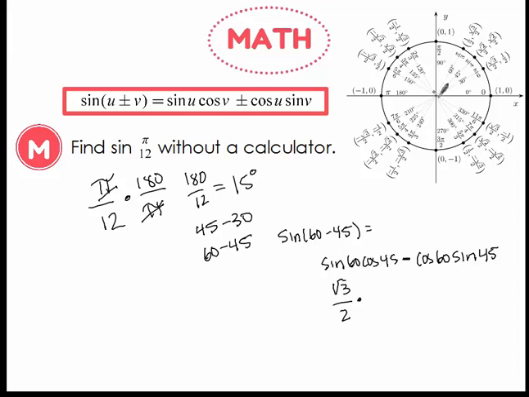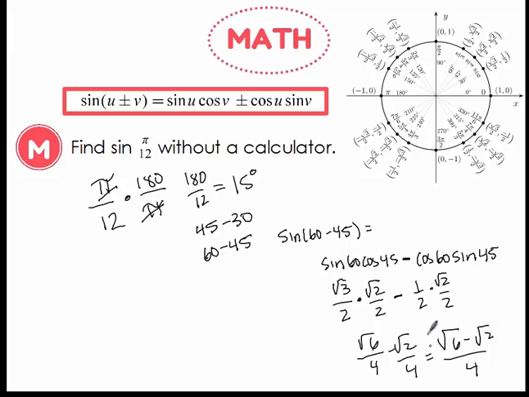Cosine of 45, so at 45 our x value is rad 2 over 2, minus cosine at 60, so at 60 degrees cosine is 1/2. Sine of 45 degrees right here is rad 2 over 2. So we get rad 6 over 4 minus rad 2 over 4, which reduces to rad 6 minus rad 2 over 4. So since we have our answer in exact form, we are finished with this problem.